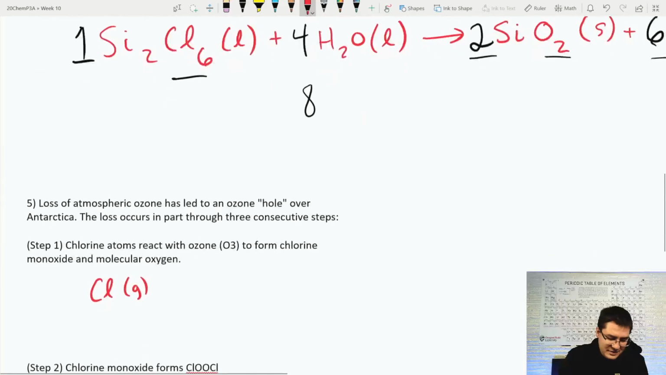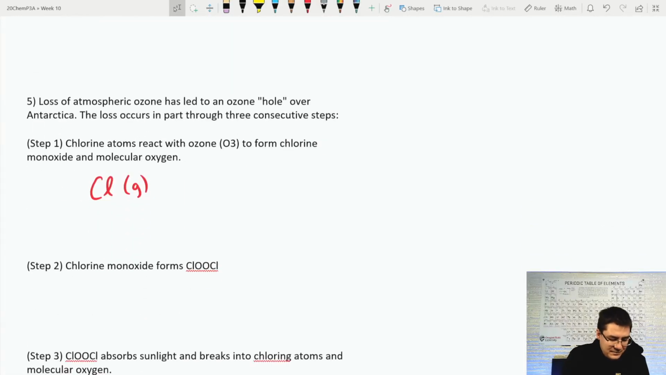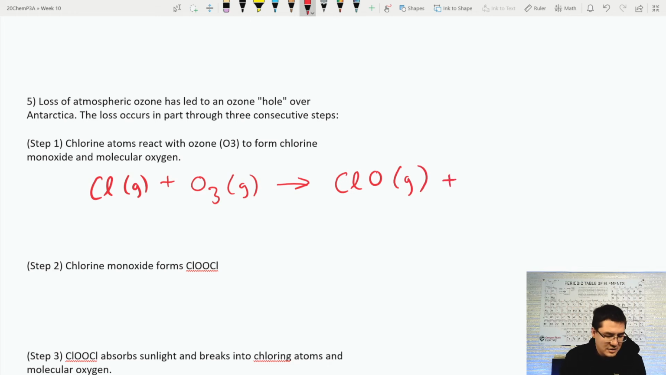So they specifically said Cl, okay, react with ozone, O3, and they form chlorine monoxide. So chlorine monoxide would be ClO and molecular oxygen. Now, they do say molecular oxygen, meaning it's a molecule or a diatom. So it's two atoms hooked together. And I think that is balanced already. You have one chlorine and three oxygens on both sides. So that one is done.